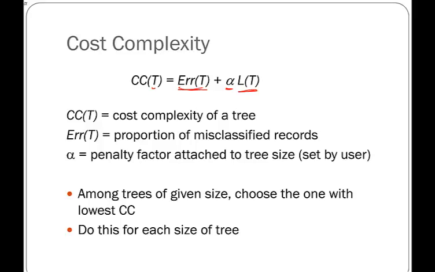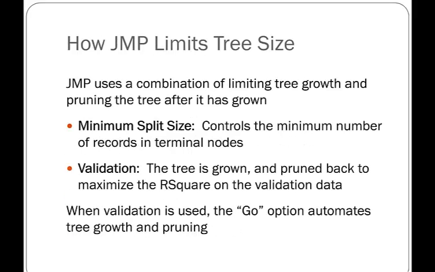JMP does things a little bit differently. It uses a combination of limiting tree growth and pruning the tree. And so the user would specify the minimum split size, or in other words, the minimum number of records in the terminal nodes. And then the validation data is used to maximize the R squared, which at the same time will minimize the error rate.